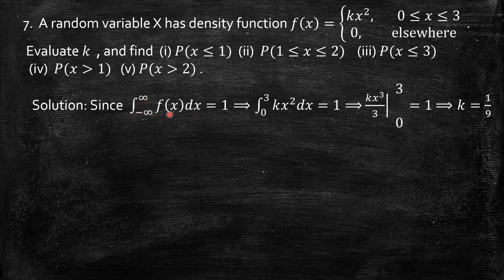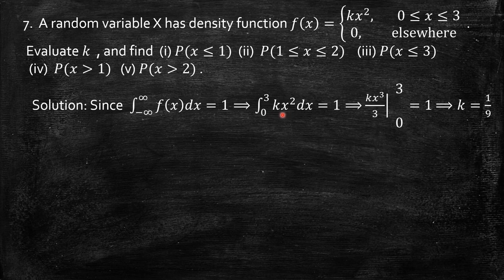So the function here, f of x, is defined in the interval 0 to 3 as kx square, elsewhere it is 0. So that means we have to take minus infinity to 0 plus 0 to 3 plus 3 onwards, 3 to infinity. In the interval minus infinity to 0 it is 0, 0 to 3 it is kx square, and 3 to infinity once again it is 0. So we have to restrict to the interval 0 to 3.